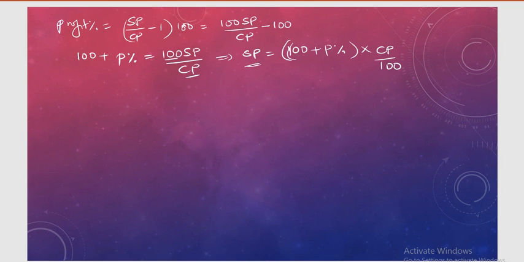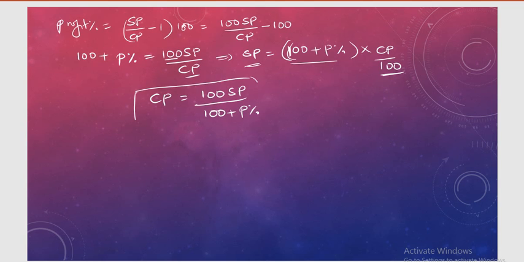So when profit percentage is given, you can use this formula. Suppose I want CP. From this, what can I do? I can directly transpose these two terms onto the other side. So from that, CP is equal to 100 into SP by 100 plus profit percentage. These are nothing but the formulas which we get after transposing, right?